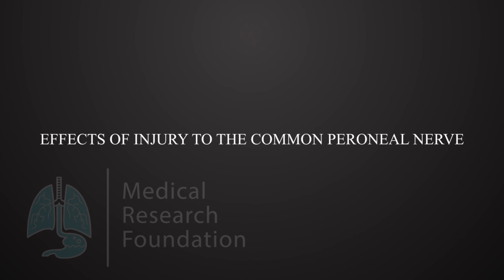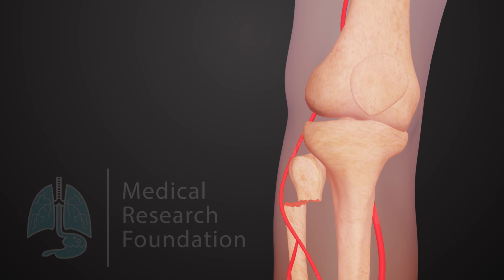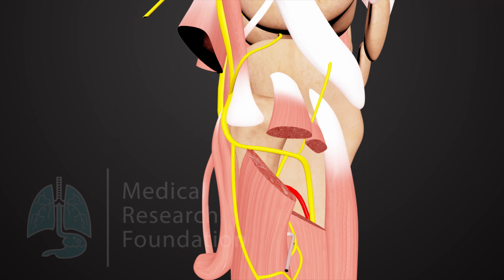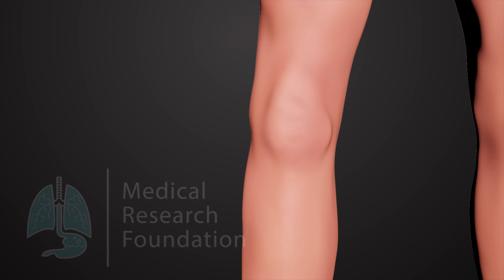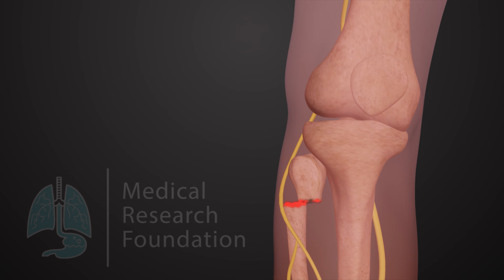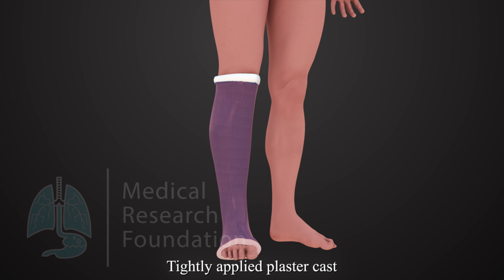Effects of injury to the common peroneal nerve. The common peroneal nerve is extremely vulnerable to injury as it winds around the posterolateral aspect of the neck of the fibula. At this site, it may be injured by direct trauma, fractured neck of fibula, or tightly applied plaster cast.